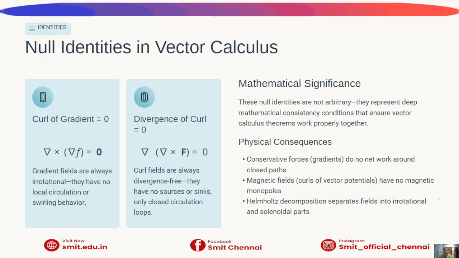Next we see about the null identities. The curl of a gradient is 0. Gradient fields are irrotational, with no swirling. The divergence of a curl is 0, and curl fields are source free, only loops. These ensure consistency, with consequences like conservative forces doing no net work on closed paths, no magnetic monopoles, and Helmholtz decomposition.